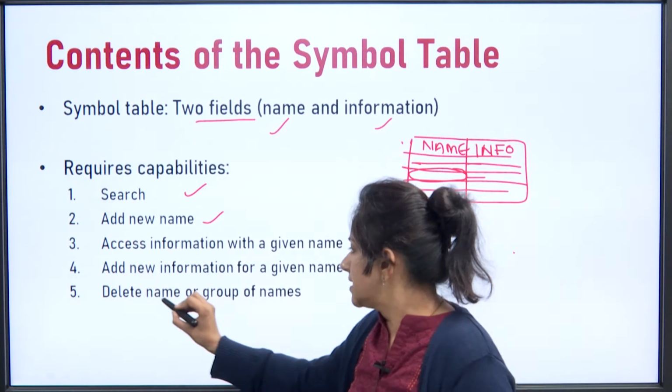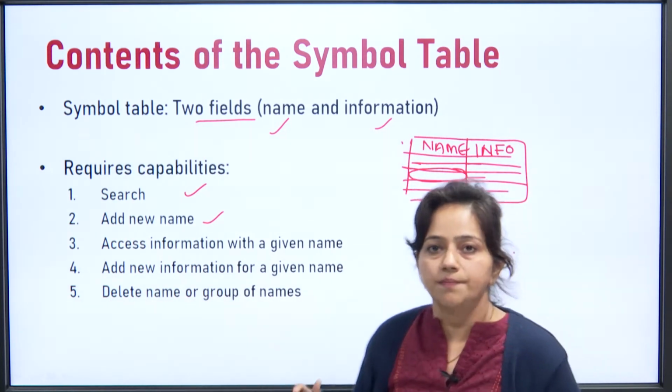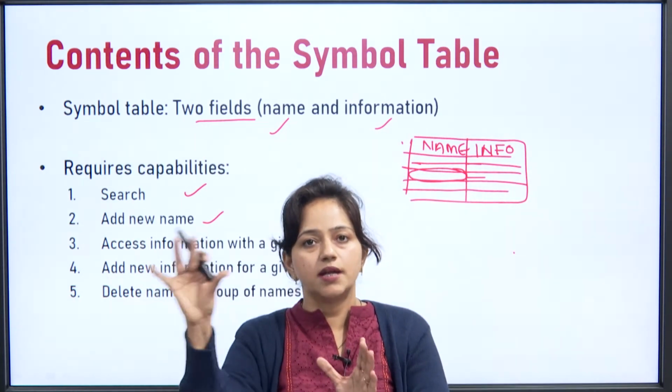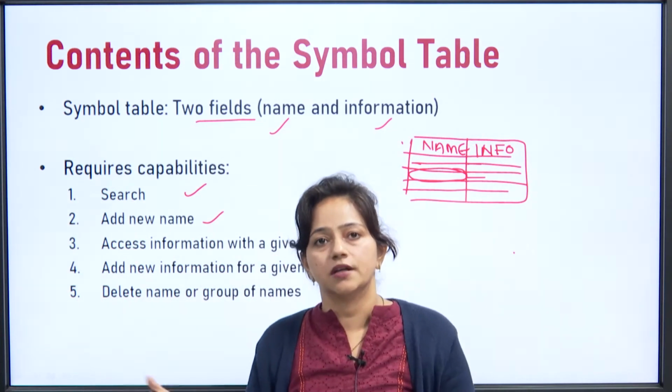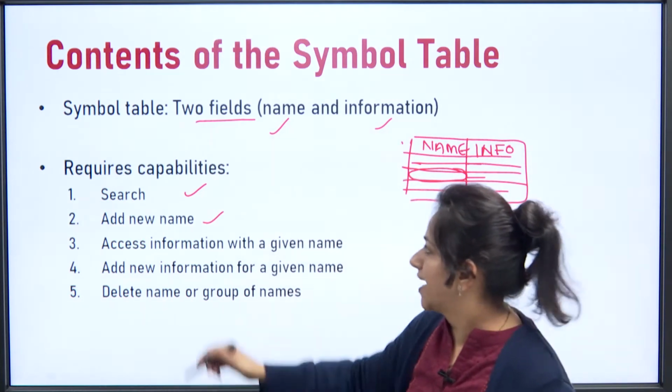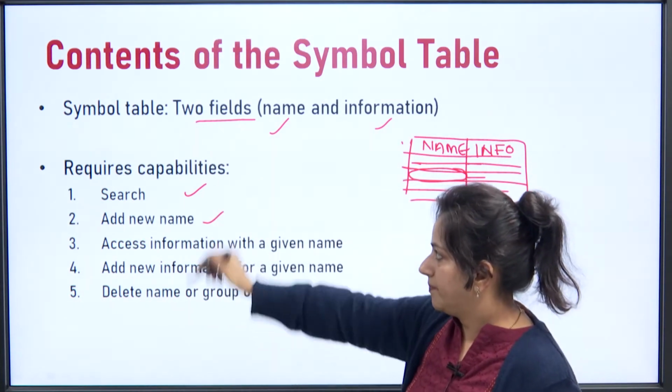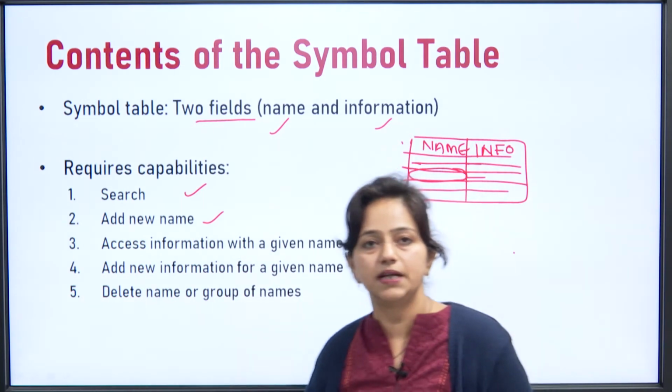Next is delete name or group of names. So, sometimes we may require to delete a particular name from the symbol table, or a group of names along with their information from the symbol table. So, these are the expected capabilities of a symbol table.